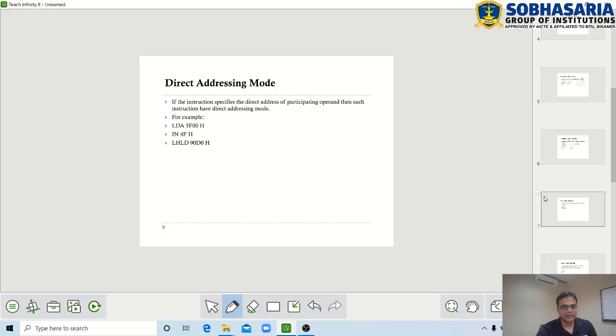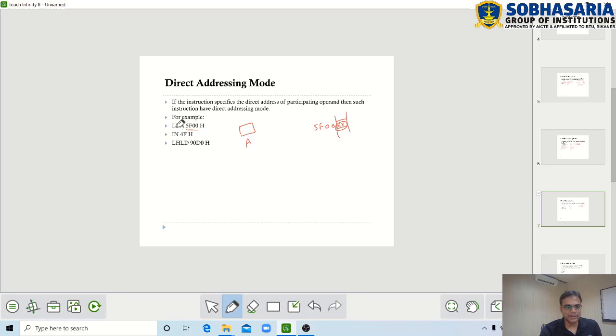Next one is the direct addressing mode. In this type of mode, an instruction will have the address of the data which is going to participate in the operation. So LDA is the instruction which is going to load the accumulator, and the data is available at this particular location. I don't know what the data is, it could be anything, but I know the address of the data, 5F00.